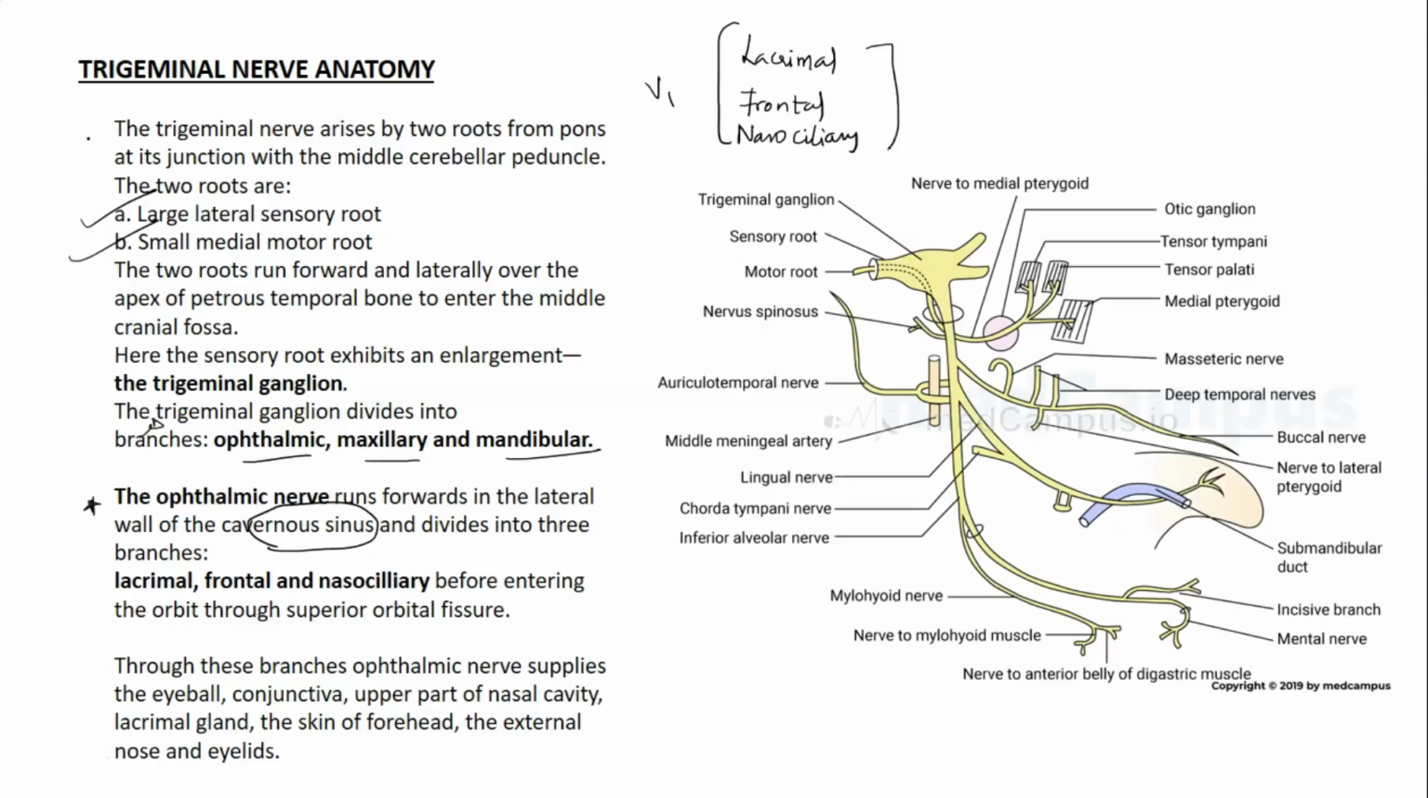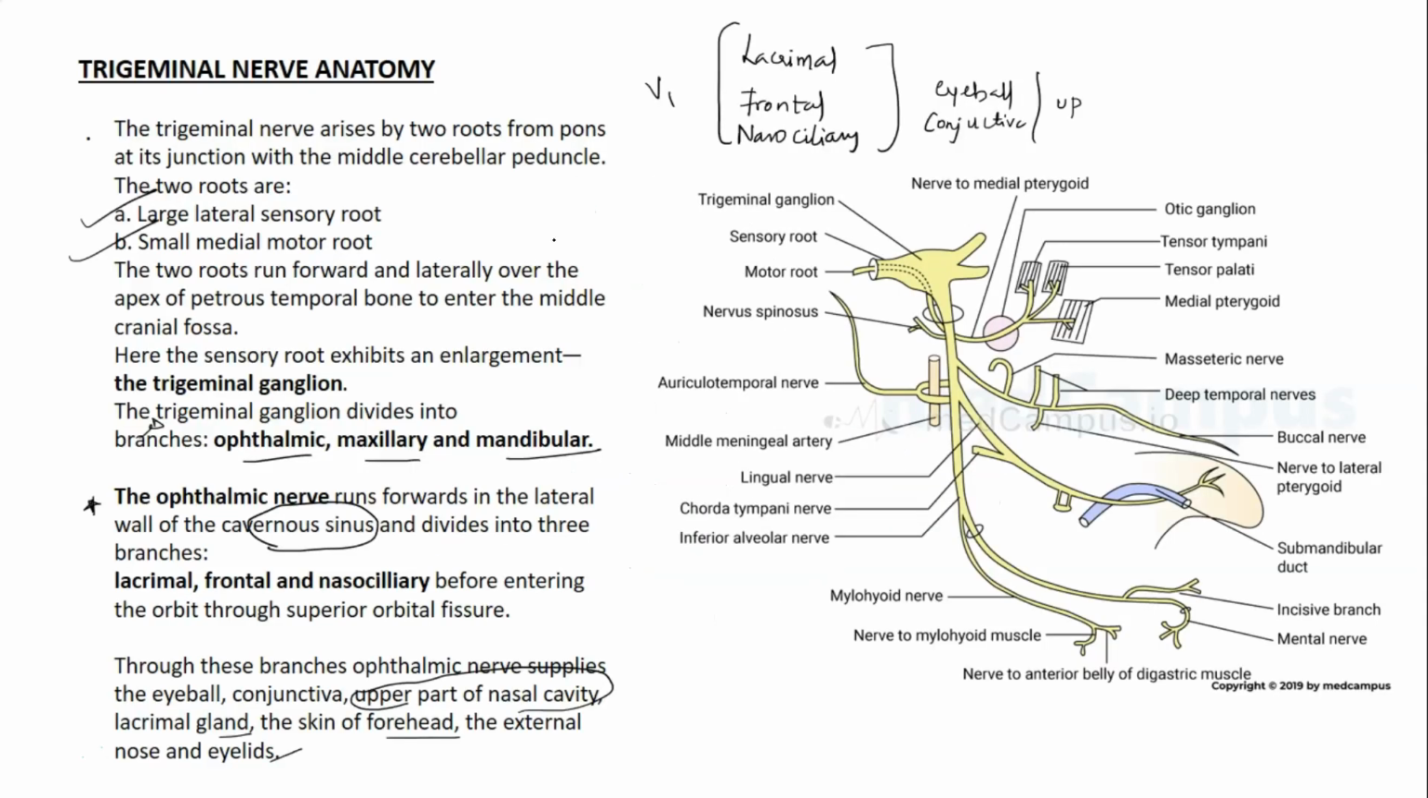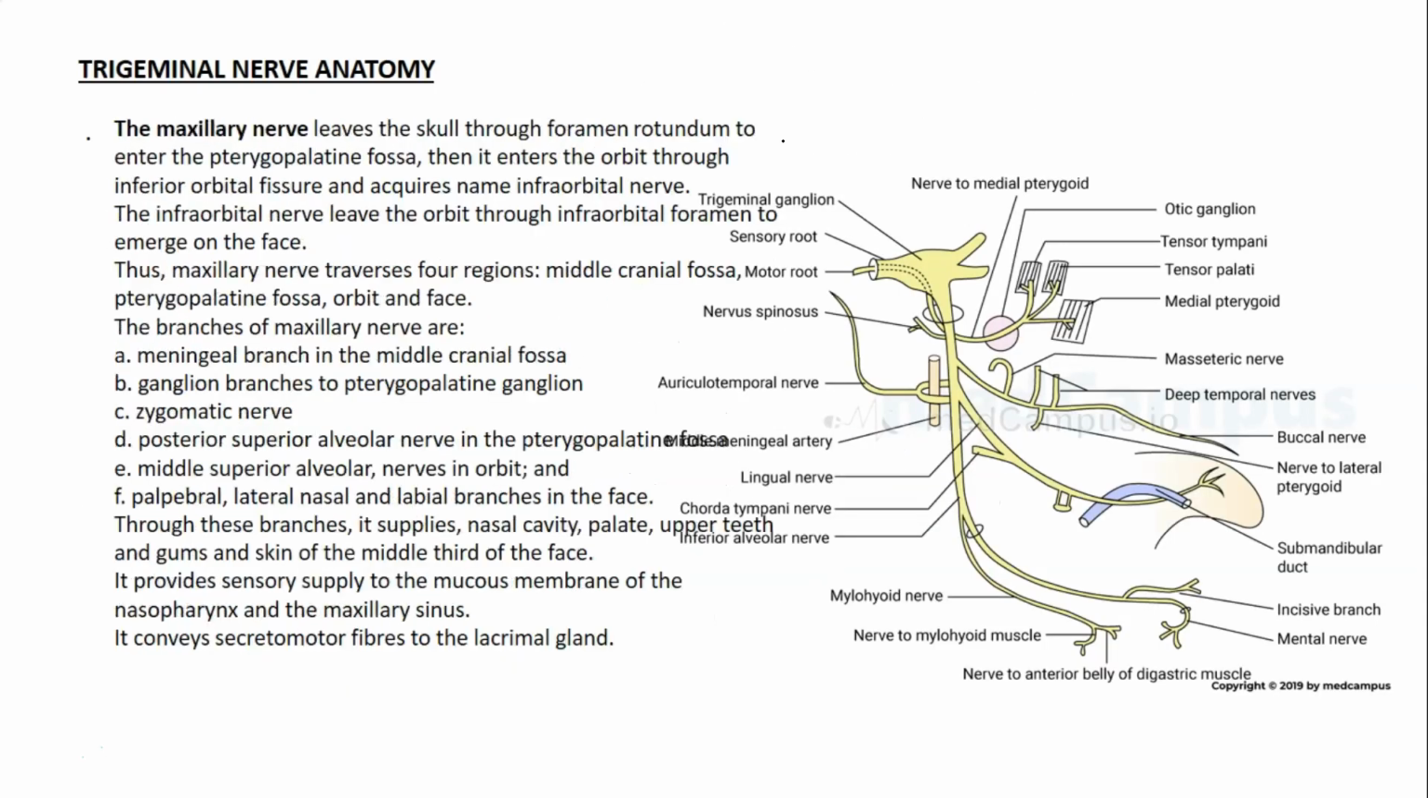They supply the eyeball part, which is in the image I have given you overall, but I'm getting more specific now. Conjunctiva, upper part of the nasal cavity. Let me highlight here. Lacrimal glands, skin of the forehead, external nose and eyelids. All these parts are supplied by the ophthalmic nerve, which contains three branches again: lacrimal, frontal and nasociliary. Next is the maxillary nerve again.